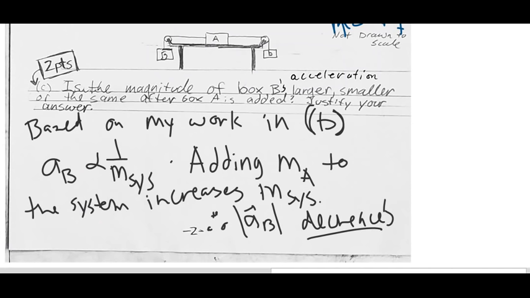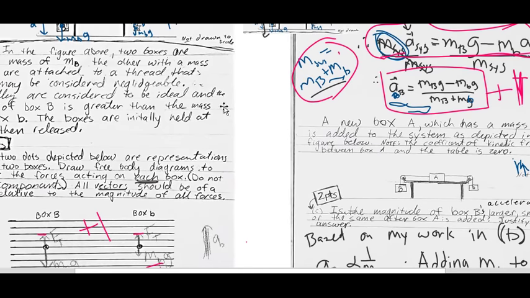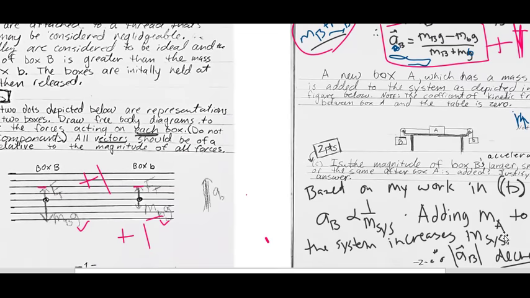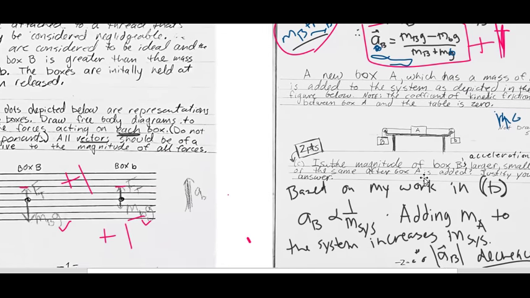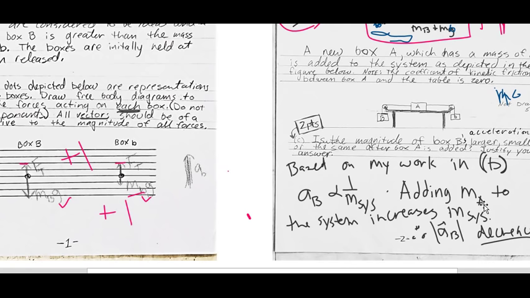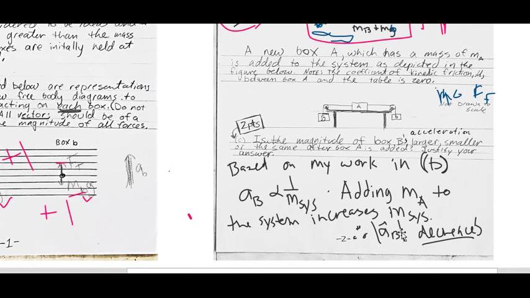Okay, so your answer should look something like this. Based on my work in part B, acceleration of the large box is inversely proportional to the mass of the system. See, over here. And then I put adding m sub A to the system increases the mass of the system. Therefore, the magnitude of acceleration of B decreases.